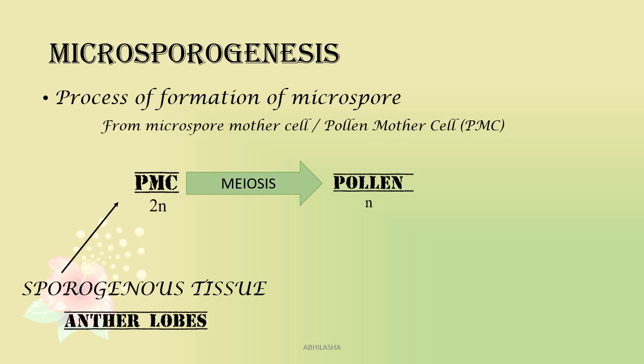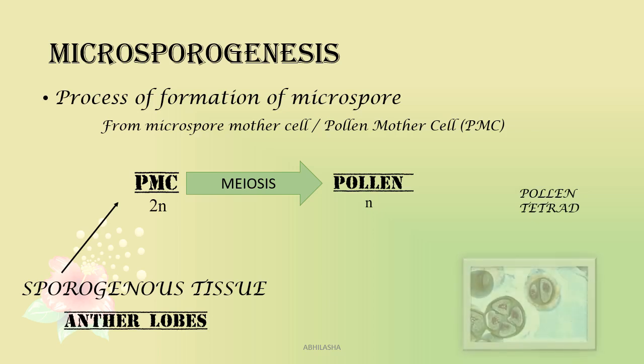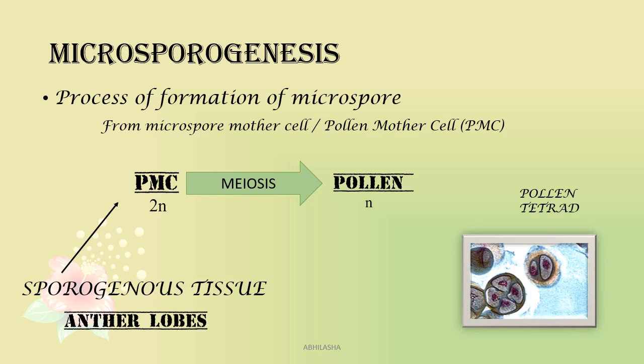Now in meiosis, one parent cell forms 4 daughter cells. So each pollen mother cell gives rise to pollen tetrads, as you can see. Later these tetrads separate and thus 4 pollen grains are formed from each PMC. Thousands of such pollen grains are simultaneously produced in a pollen sac. When the anther dehisces, all these are simultaneously released.